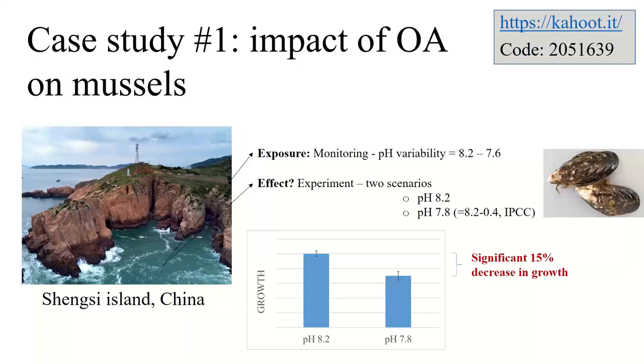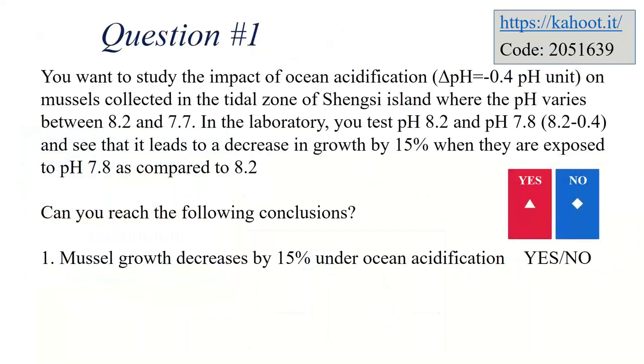So you basically collect the mussels, expose them to these conditions, and then you follow growth after a certain period of time. And what you see is on this graph here, where you have a significant decrease of 15% in growth. So the first question I will ask you for that experiment, can we conclude from these data that mussel growth decreases by 15% under ocean acidification?